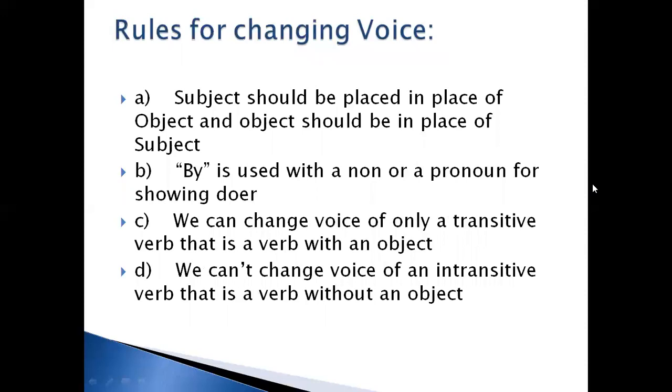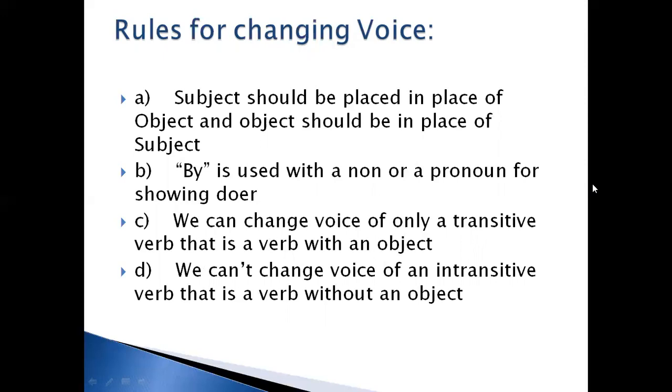And now let us check some of the rules of changing the voice. What should you do in order to change the voice of a sentence? Subject should be placed in place of object, and object should be in place of subject. So when you change it from active to passive, as I have told you earlier, subject becomes the object and the object becomes the subject. The next rule is that by is used with a noun or a pronoun for showing the doer. So what you use is by with a noun or a pronoun.